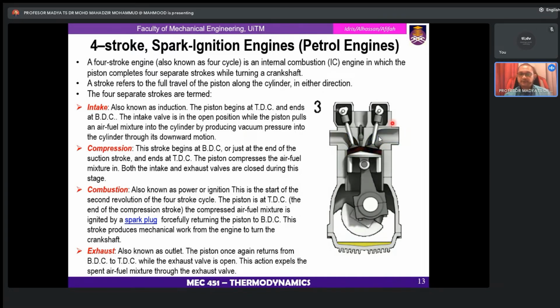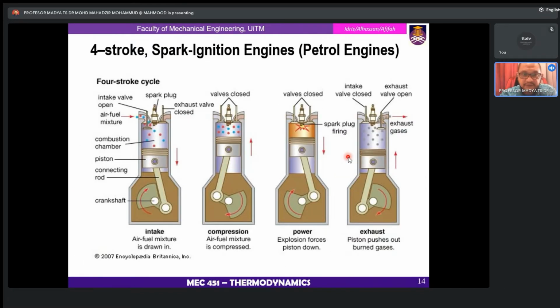Sorry, this is the intake stroke at the right side, and this is the exhaust stroke. This action expels the spent air-fuel mixture through the exhaust valve. This picture shows what I mentioned in the previous slide.